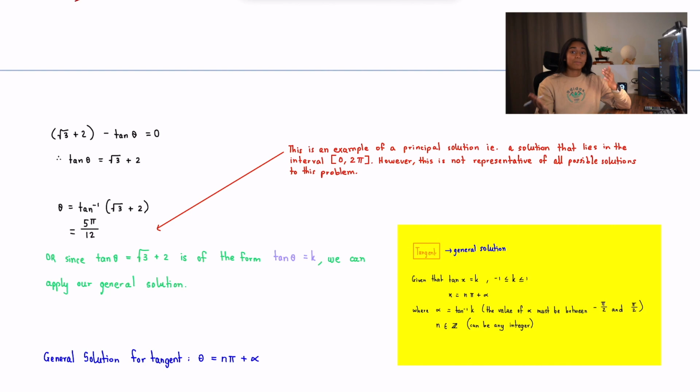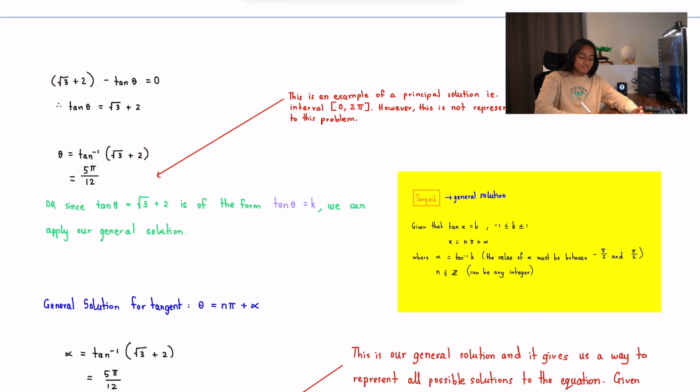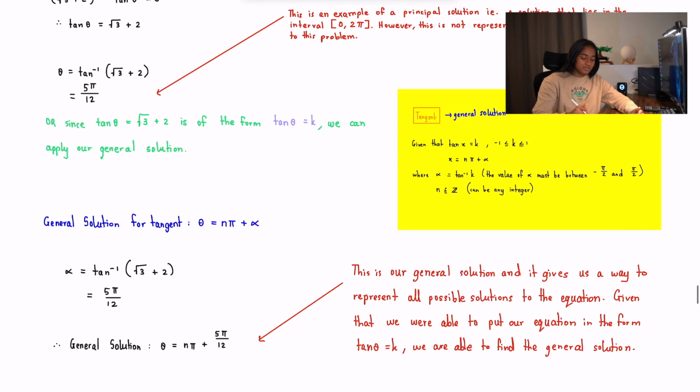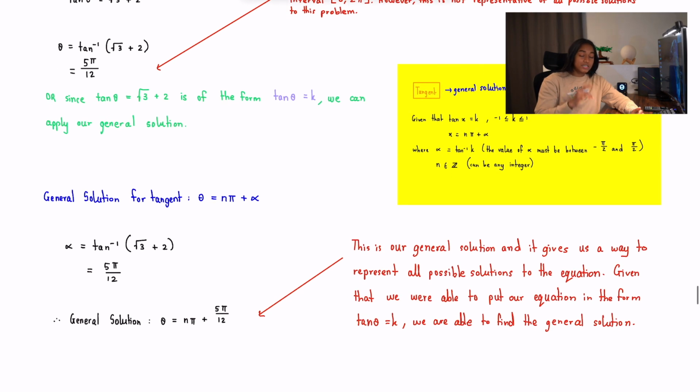So now we're going to do that because we have it in the form tan x is equal to k. So we have this in the form where k is equal to root 3 plus 2. Alright, so we're going to start finding our general solution. To do so, we're going to find the value of alpha, which luckily for us we already found, and we just write it over here and we plug it right into our general solution, and that is it.